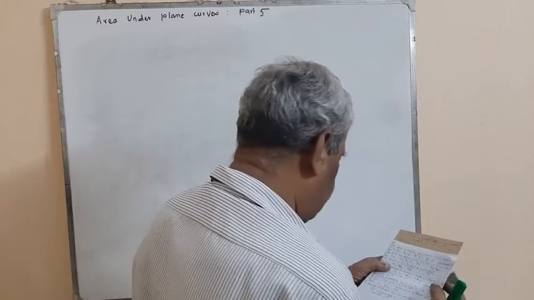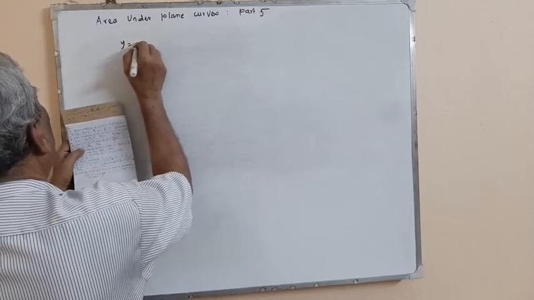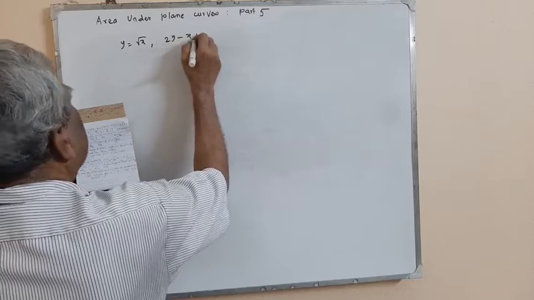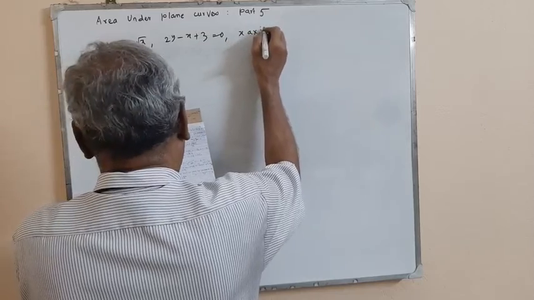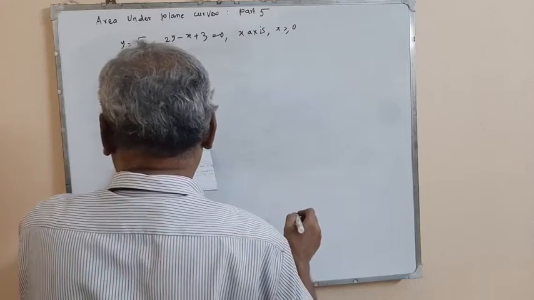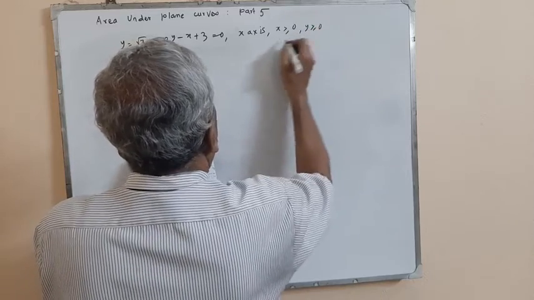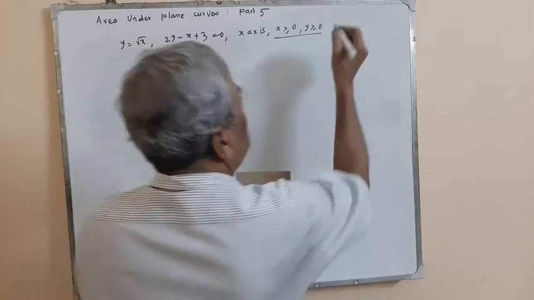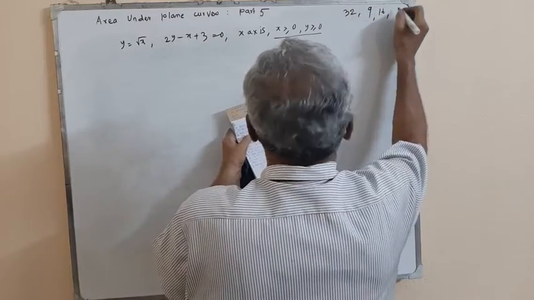Next problem is: area bounded by y is equal to root over x, 2y minus x plus 3 is equal to 0, x-axis, and x greater than or equal to 0. So x greater than or equal to 0, y greater than or equal to 0. They together is the first quadrant. And the options are 32, 9, 16 and 17 by 2.